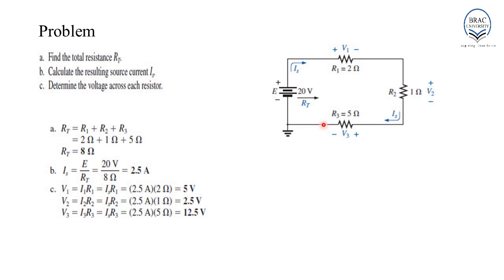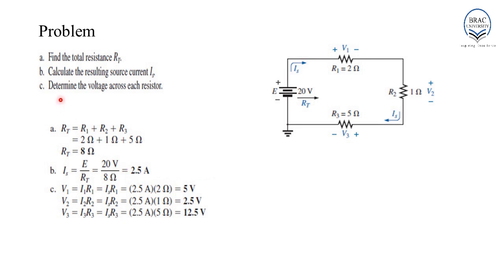The first question says that we have to find the total resistance RT. By looking at the figure, we can say that the resistors R1, R2 and R3 are connected in series. Thus, RT equals R1 plus R2 plus R3, which is equal to 8 ohm. The second question says we have to calculate the resulting source current IS. Well, we know the total resistance of the circuit, which is 8 ohm. We also know the source voltage, which is 20 volt. Thus, using Ohm's law, we can determine IS using the formula E by RT, which is equal to 2.5 ampere.